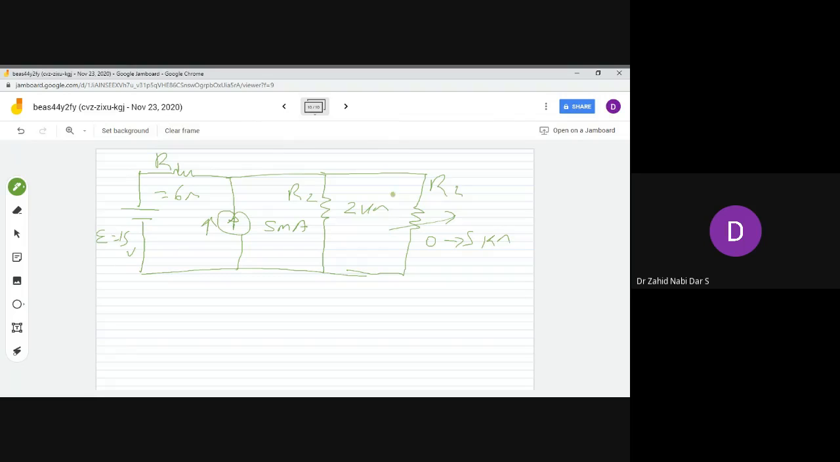Now the first step would be to remove the load. Then short circuit the voltage source and open circuit the current source. So 6 and 12 ohm will come in parallel, 6 and 2 will come in parallel. Step 1 is to remove, step 2 is labeling, and in step 3, short circuit the voltage source and open circuit the current source. When you short circuit the voltage source, you will be left with this.